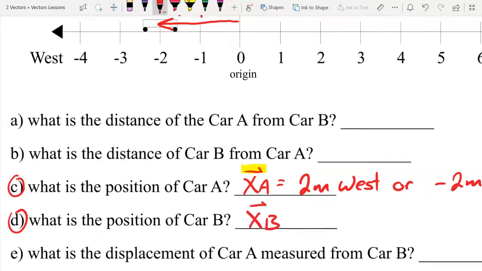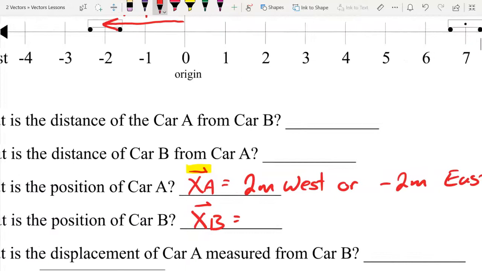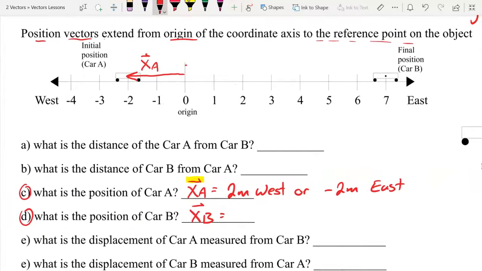What about the position of car B? x of B, or x sub B, equals, where's B? Here it is. There is x of B. You could see that it is 7 meters east, or negative 7 meters west, if you prefer.